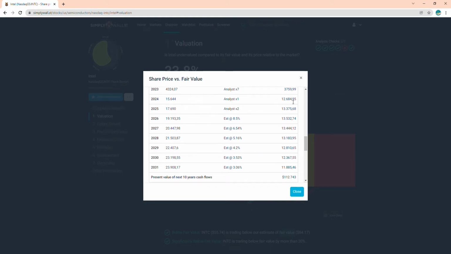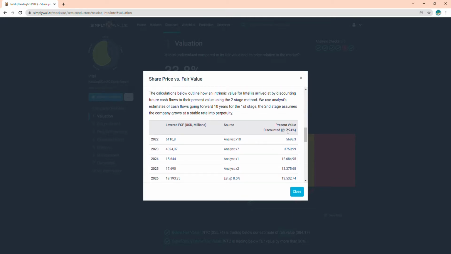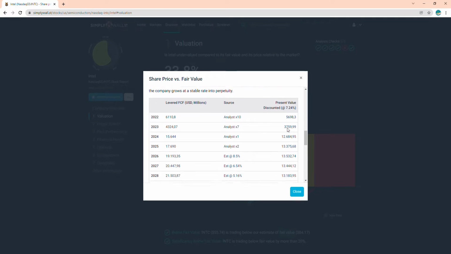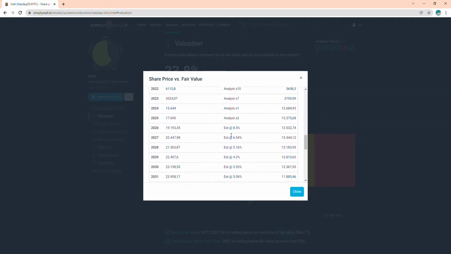This is nice. Something I don't like is the fact that you can't play around with the numbers. I think it would be super powerful if you could actually, and it's not difficult to implement, I guess, but if you could actually go here and say, okay, I want to try this with a 10% discounted cash flow and with my own estimates rather than the analysts'.